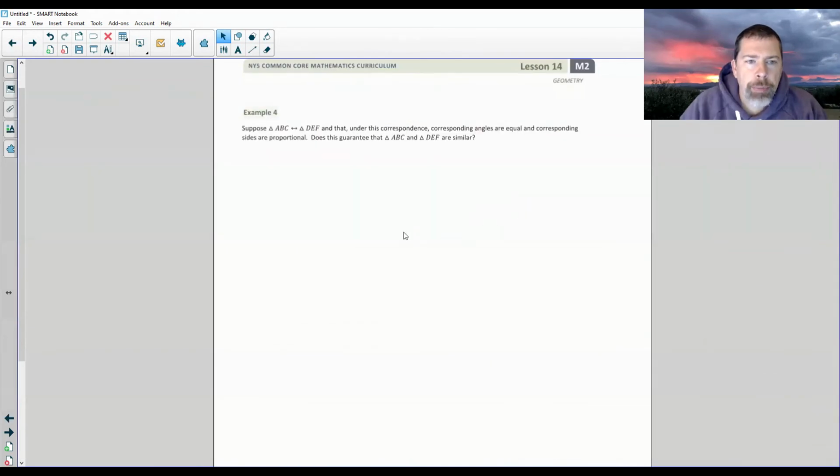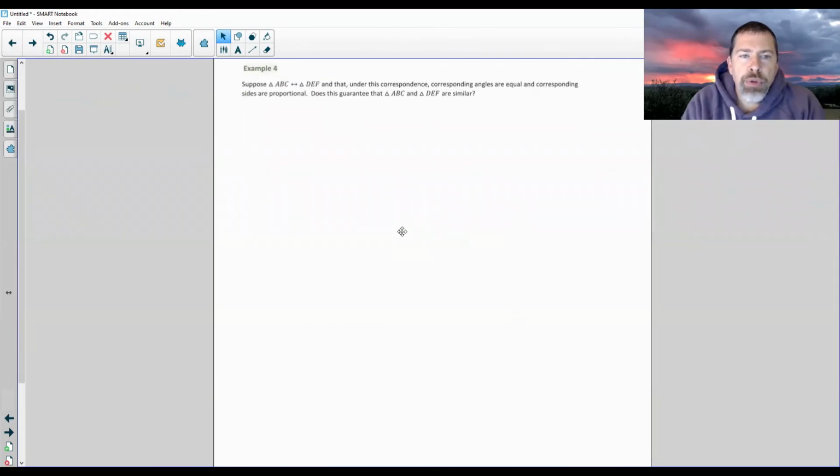Page 2, example 4. Suppose triangle ABC will map onto triangle DEF, and that under the correspondence, corresponding angles are equal and corresponding sides are proportional. Does this guarantee that triangle ABC and triangle DEF are similar?